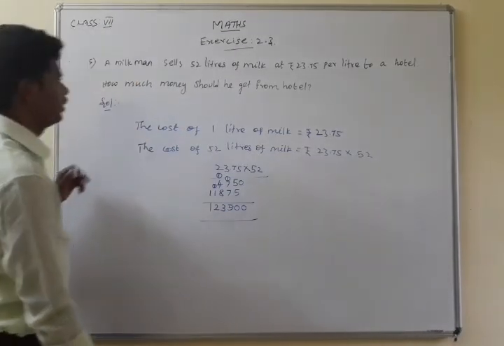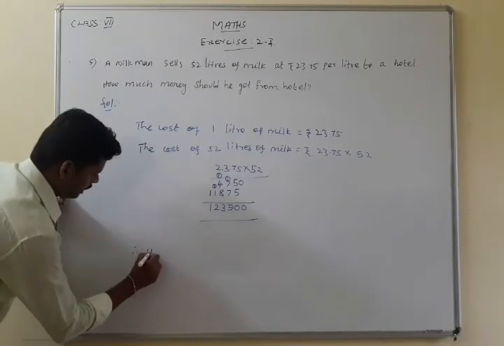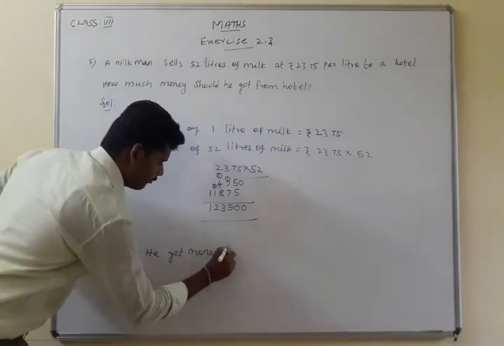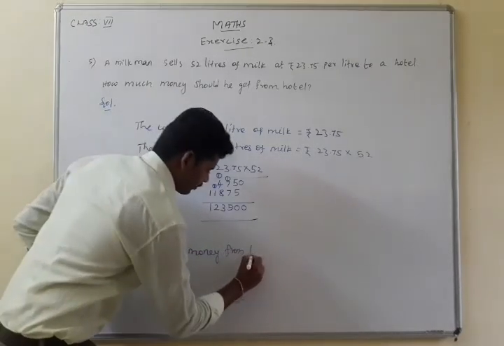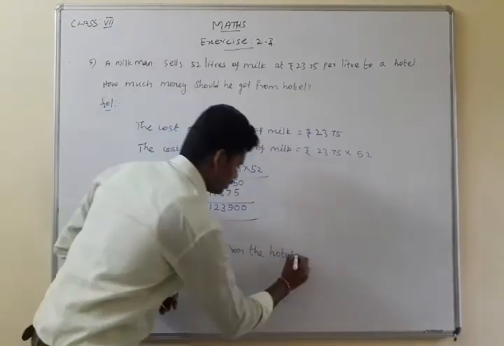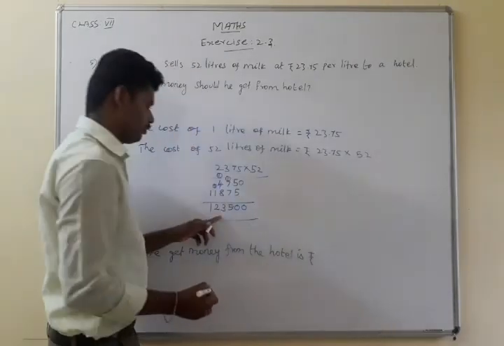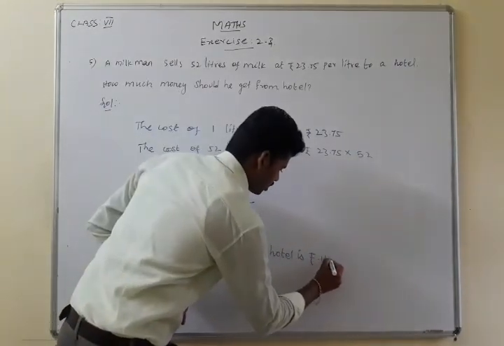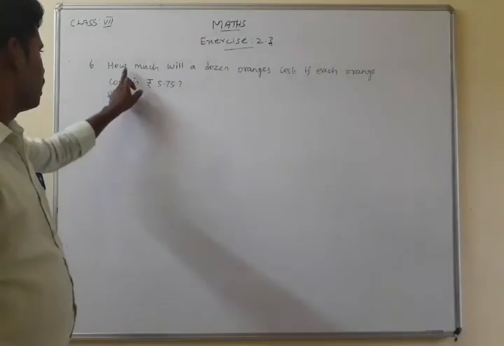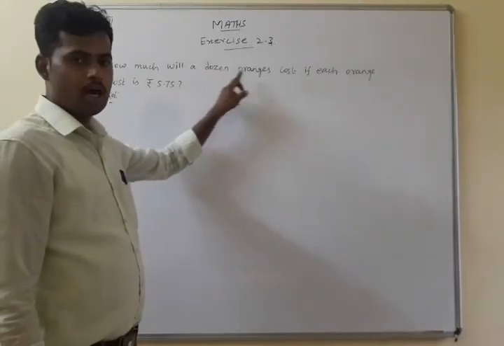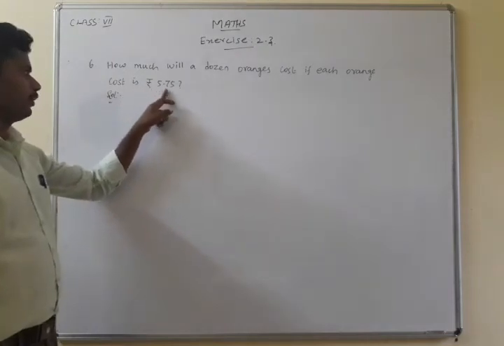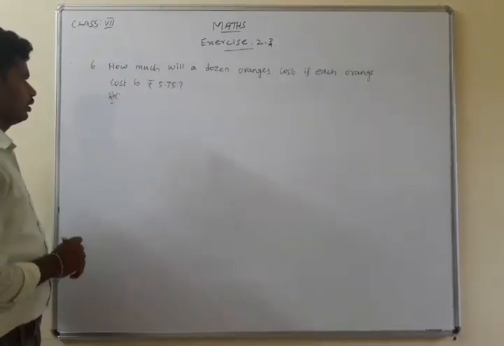So 1235 rupees. Therefore, how much money does he get from the milk? Rupees 1235. 1235 rupees. Next question. How much will a dozen oranges cost if each orange cost is rupees 5.75 paisa?